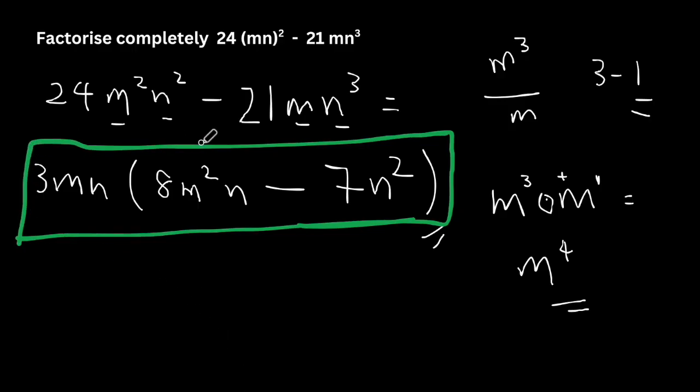Wait a minute, there's actually a mistake here. This is 2. So when I factorize it and I take out the m, the remainder should not be m squared, but instead it should be m. And the fact that there is a common n here, it should also be factorized. So, you know what? Let's try this again.